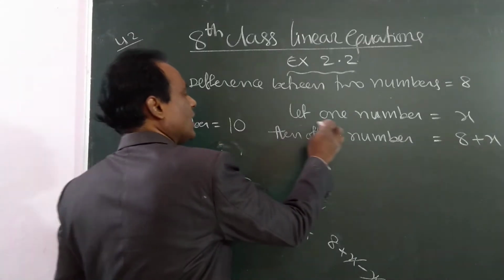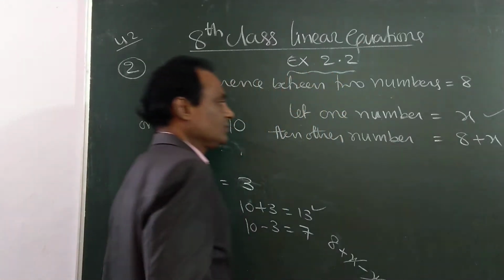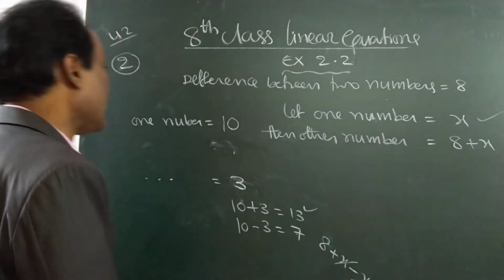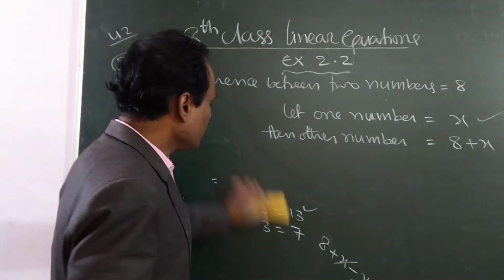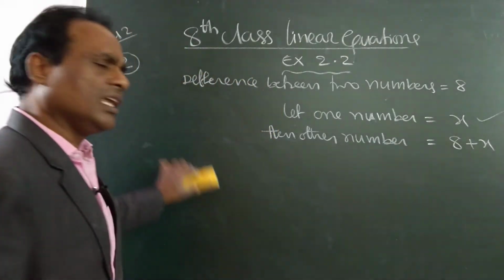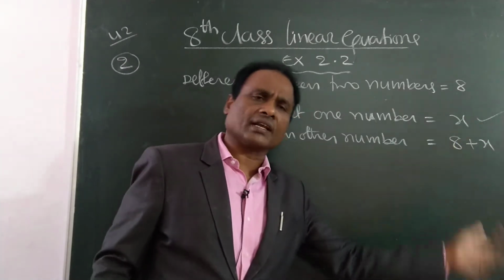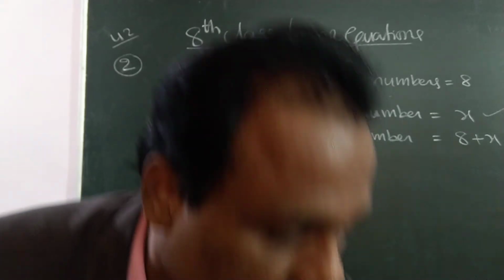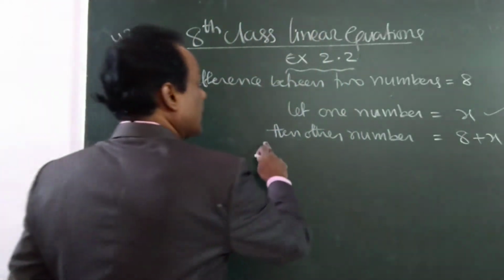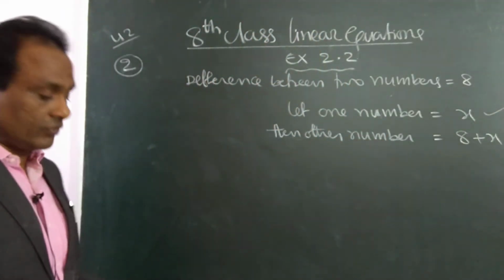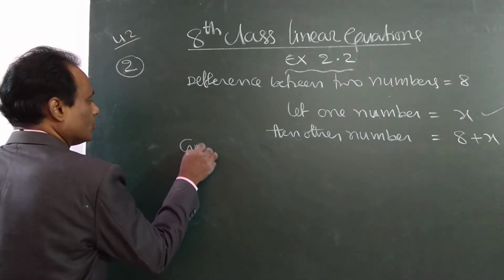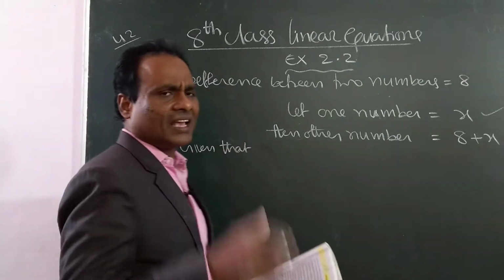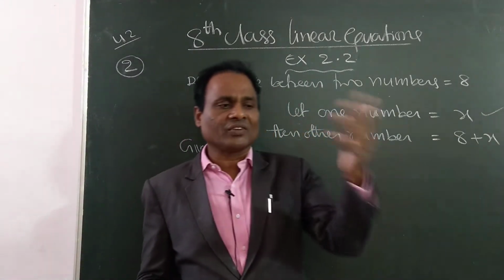Now write down: let one number be x, then the other number is 8 plus x, because their difference should be 8. Even you can take 8 minus x also, both are correct. One number is x, then the other number is 8 plus x. See the question now. What is the relation between these two numbers? If you write the relation, then we will get the equation, then we will get the answer.